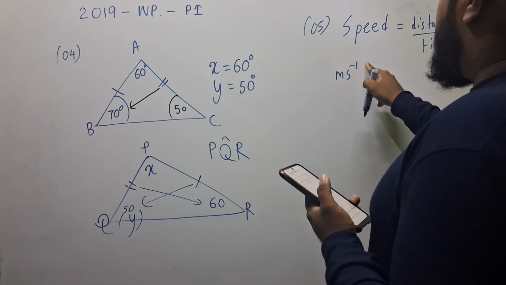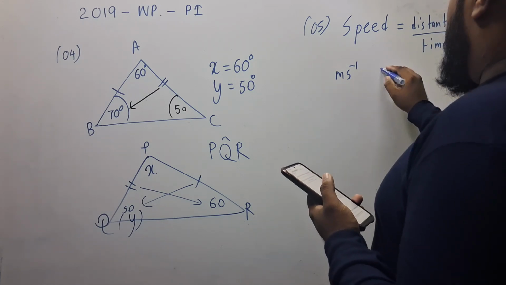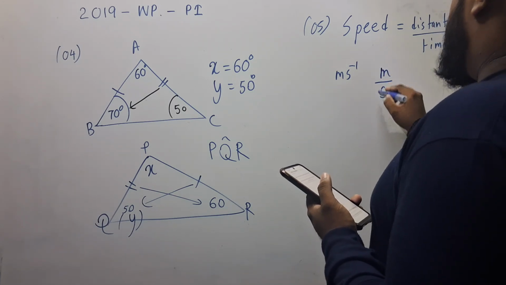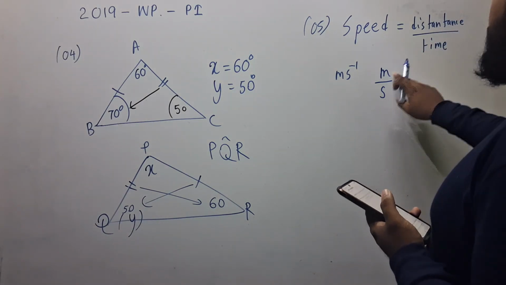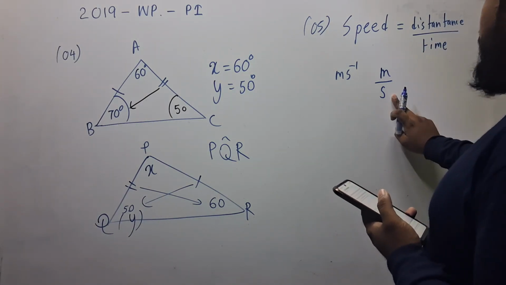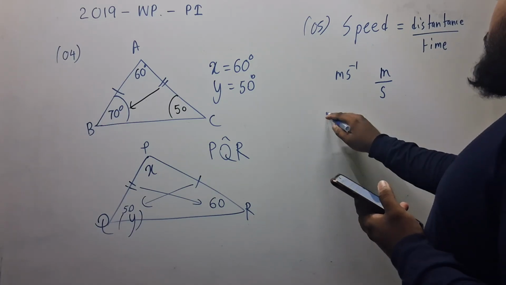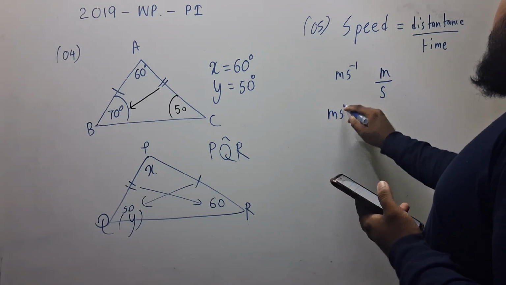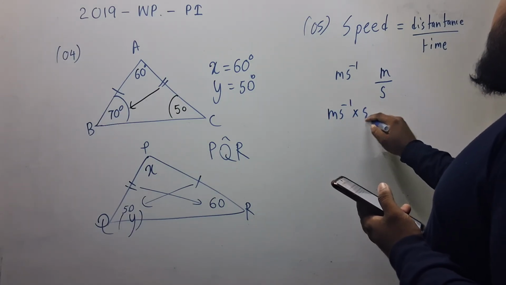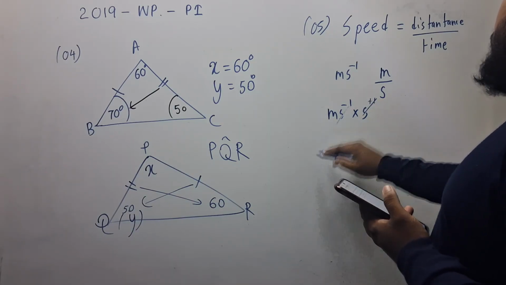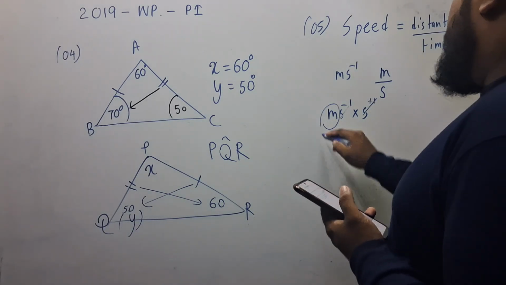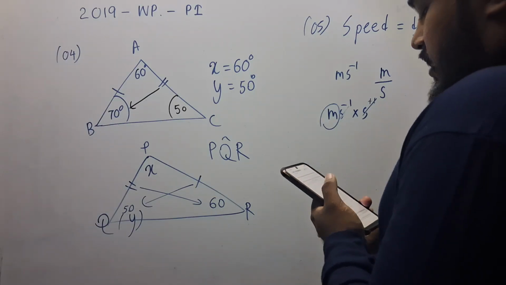How is this ms minus 1 generated? From meters divided by seconds. You can see distance is measured in meters, time is measured in seconds. So according to indices laws, ms minus 1 multiplied by seconds will cancel out the positive power and negative power and give you a value of meters. That means what we have to do?